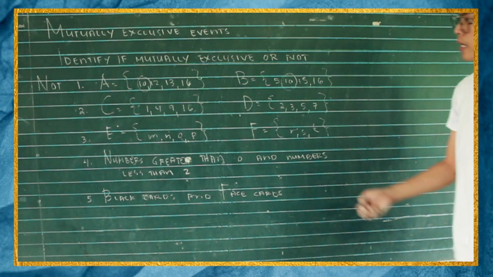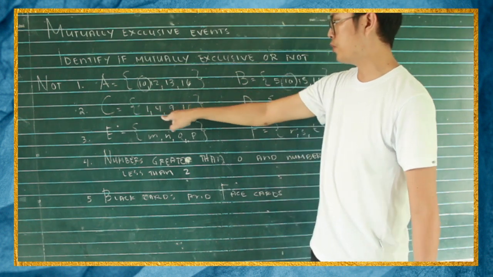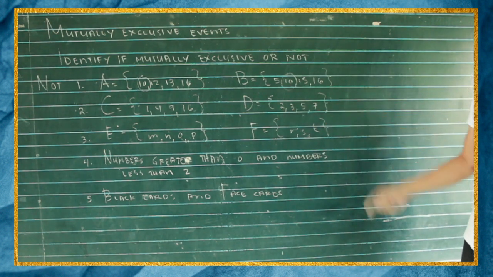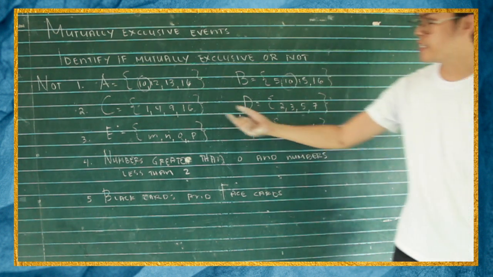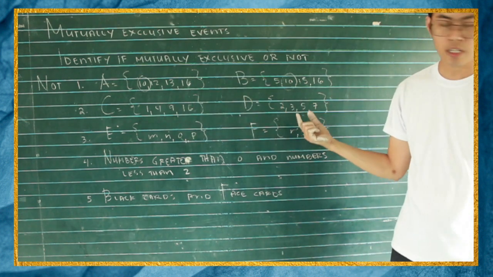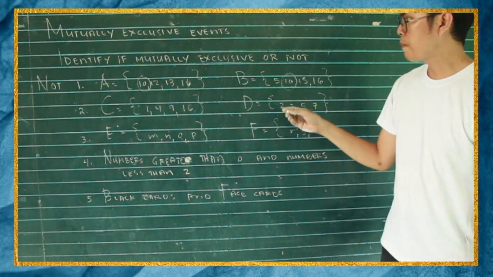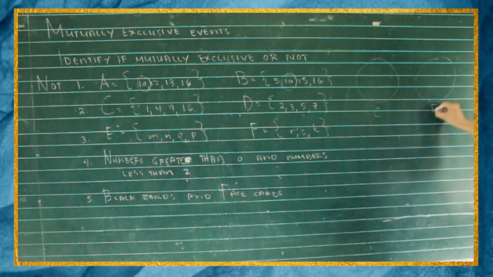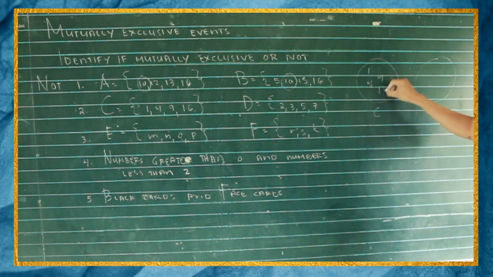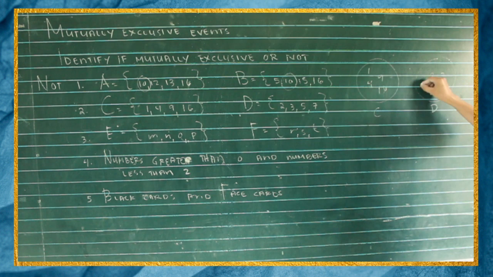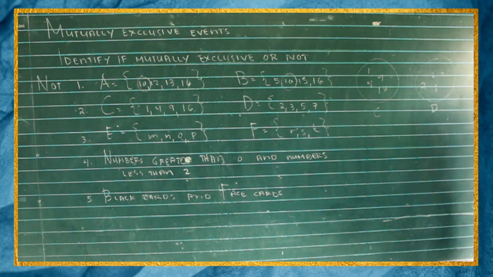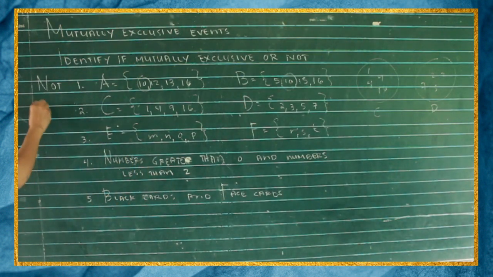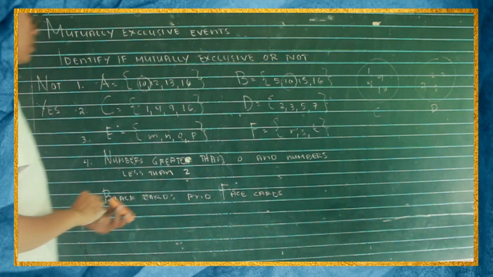Okay, so for number 2, we have set C, whose elements are 1, 4, 9, 16. And then we have set D, whose elements are 2, 3, 5, and 7. Does set C have an element that set D also has? No. It means if we graph set C and set D, there will be no intersection, because 1, 4, 9, 16 and 2, 3, 5, 7 have no elements that are the same in both sets. So therefore, number 2 is mutually exclusive.